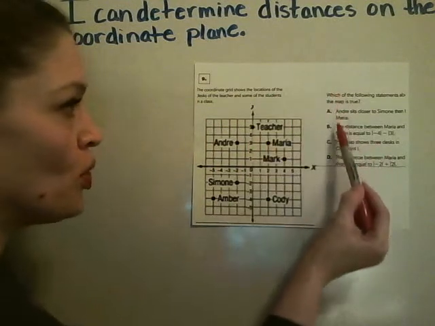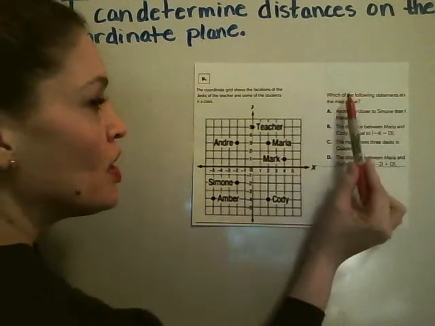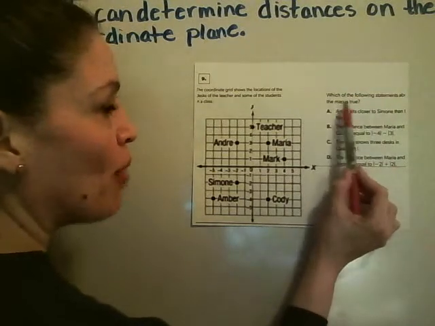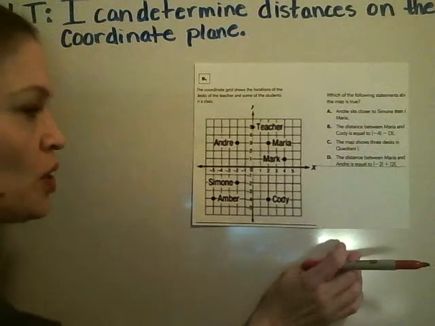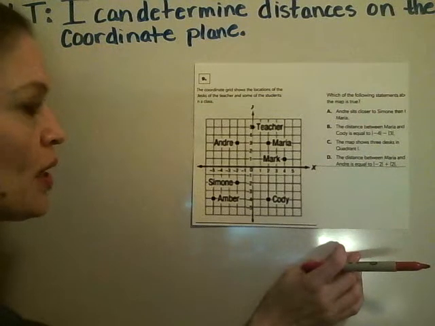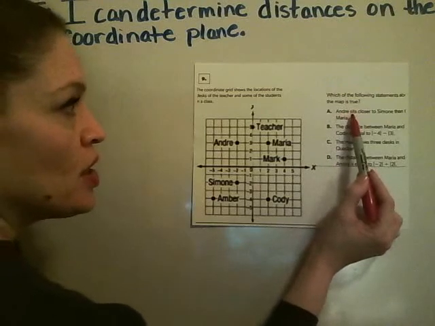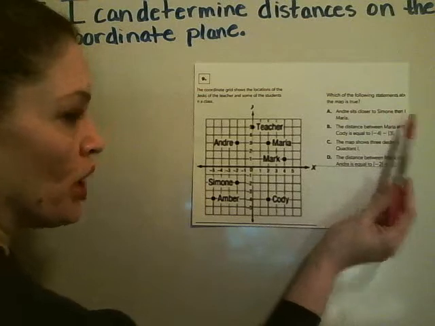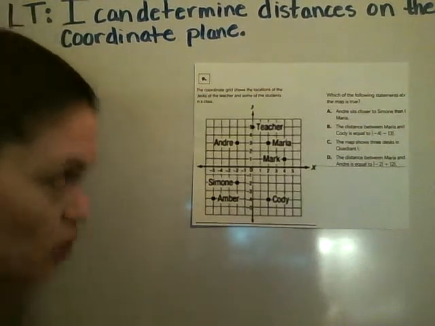And we're going to go through and read what we're supposed to do. This one says, which of the following statements about the map is true? All right, so let's see. It says, Andre sits closer to Simone than to Maria. So I'm going to make some notes on the board.